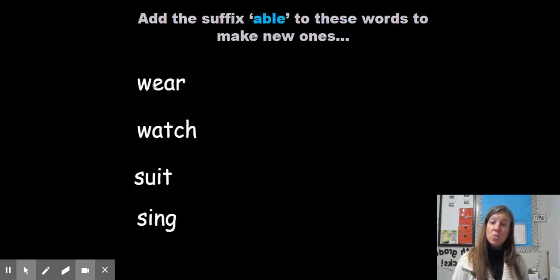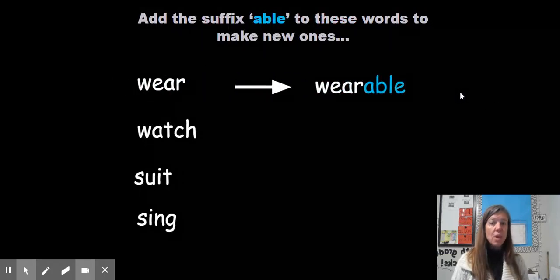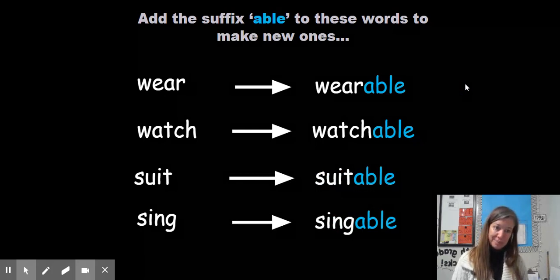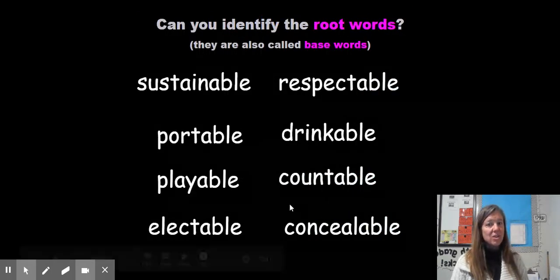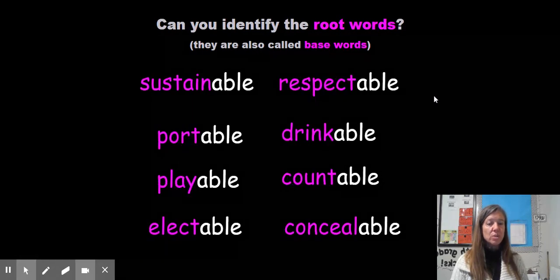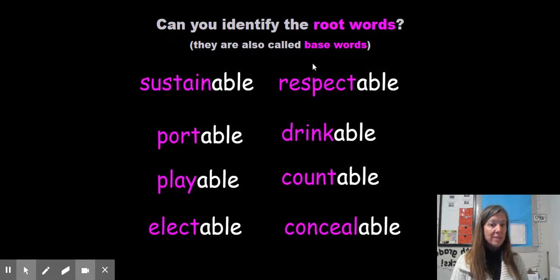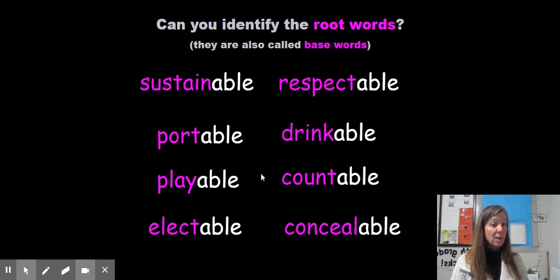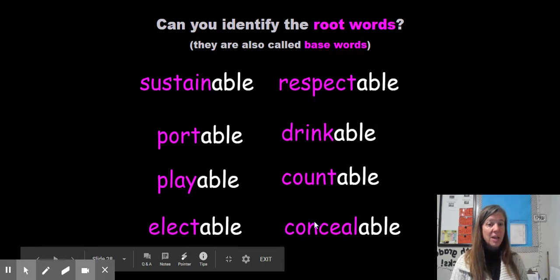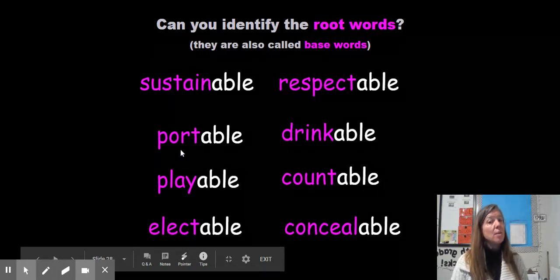All right, so let's change wear to wearable, watch to watchable, shoot to shootable, sing to singable. All right, so take a look at these words in your head, or read them out loud. They all have the suffix able at the end, along with a base or root word in front of it. So we have respect, drink, count, conceal, elect, play, port, and sustain.